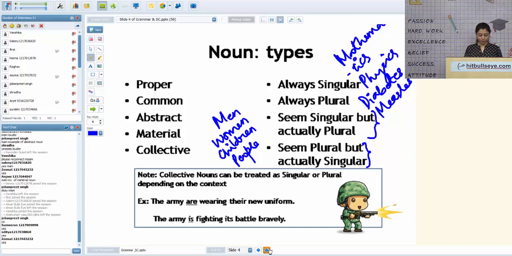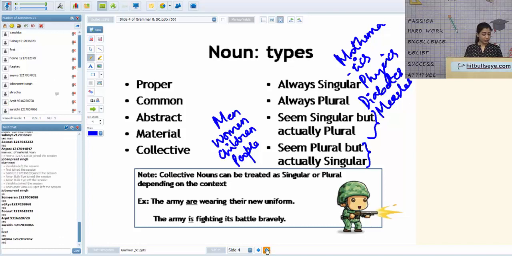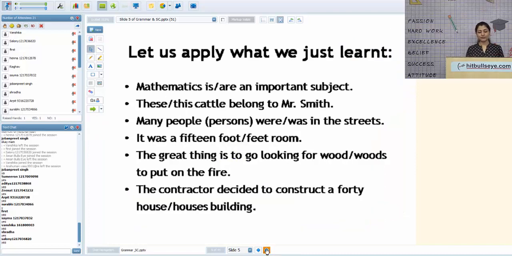Great. So I'm getting all of your replies. Let us practice a few questions on what we just learned, like the concept of noun, their types, and their singular and plural nature. I'm going to do the first 2 questions for you, and then I'm going to wait for your replies for the next 4 questions. So we just learned that subjects are always treated as singular.